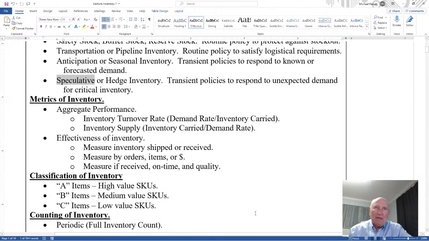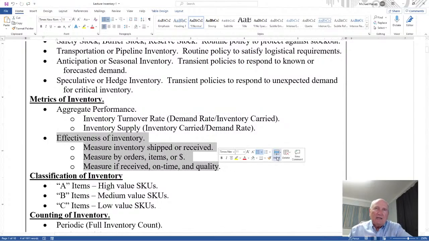Okay, moving on, metrics. How are you going to measure this inventory? Well, you have the performance here in aggregate, and we will be looking at the turnover rate here soon. Turnover rate is demand rate over inventory carried. The inverse of that is the inventory supply. We won't get into this here. It's not used nearly as much as turnover rate, but it is a metric that has been used before. But we'll focus on the turnover rates.